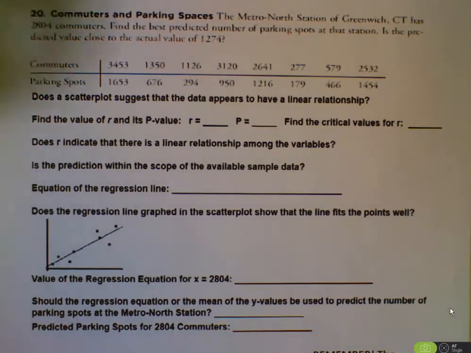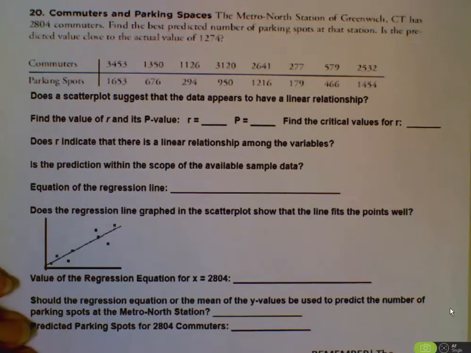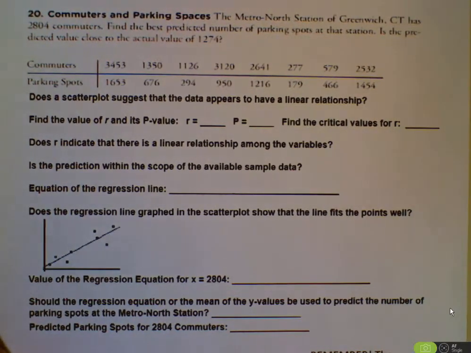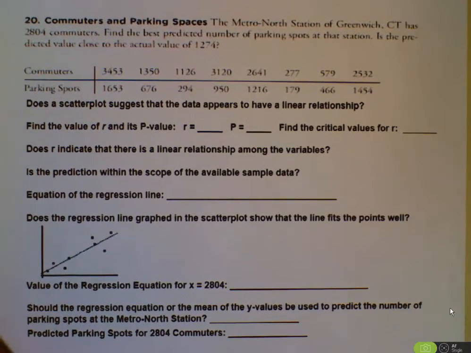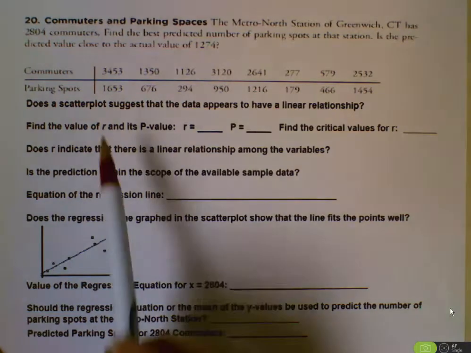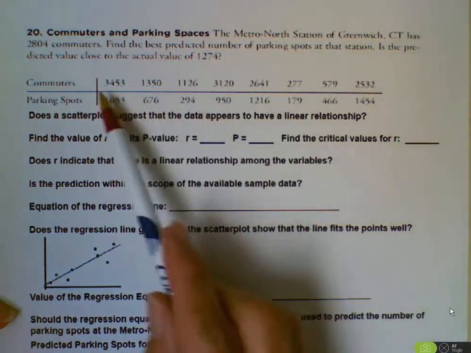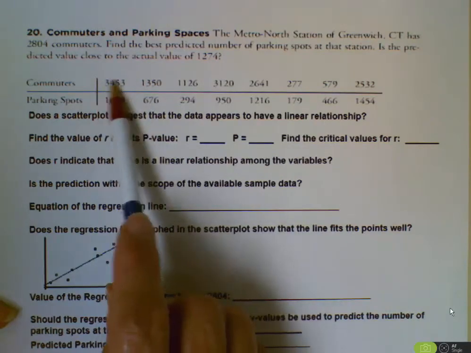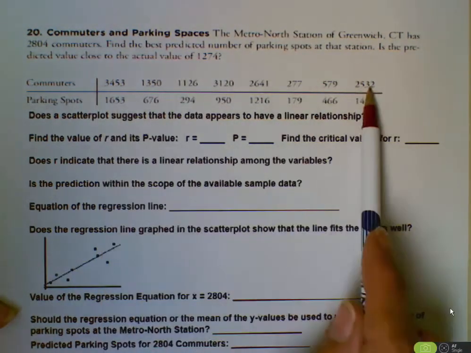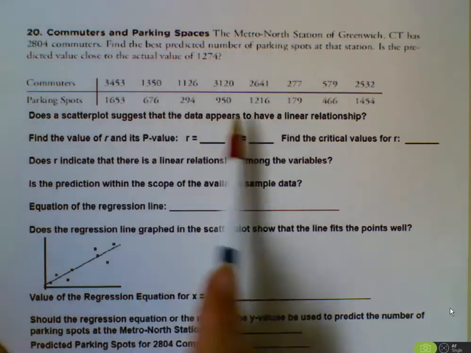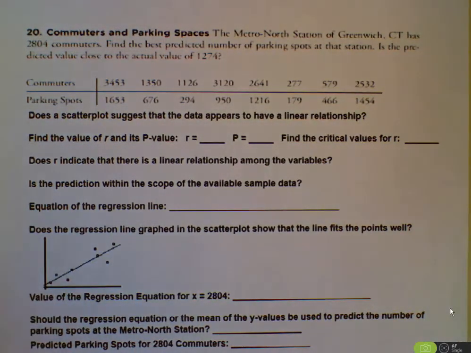Metro North Station of Greenwich, Connecticut has 2,804 commuters. Find the best predicted value, the best predicted number of parking spots at that station. So we have 8 ordered pairs from 8 different commuter stations and how many parking places each one of those stations has.